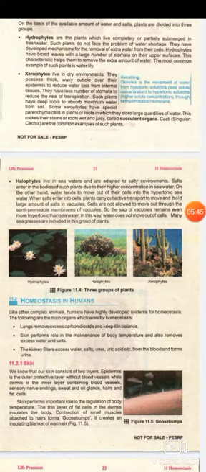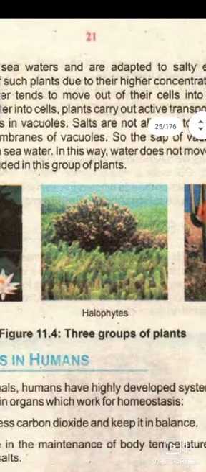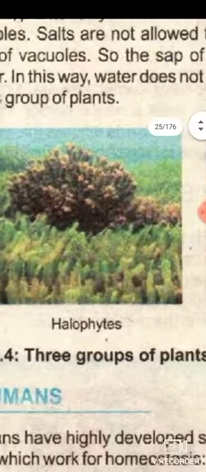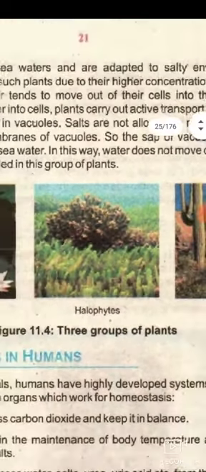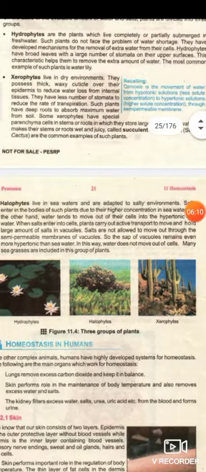Now the most important are the halophytes. What basically are halophytes? Halophytes are those plants which live in the seawater. And you know very well, the seawater has a higher concentration of salt, a hypertonic solution. Now how are these plants able to survive in the sea? They also have a very special technique to survive in seawater.